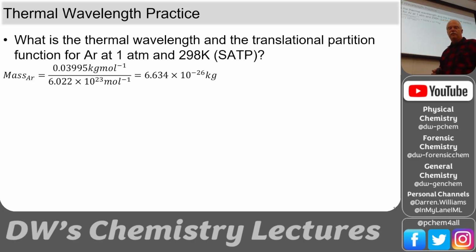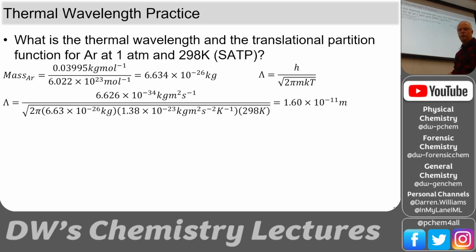Okay, so mass: take it off the periodic table in grams per mole, you convert to kilograms, divide by Avogadro's number, and you've got the mass of an argon atom in kilograms. Okay, the thermal wavelength is given here. So you can put that mass in the denominator. You've got Boltzmann's constant, Planck's constant. Go ahead and write everything out.